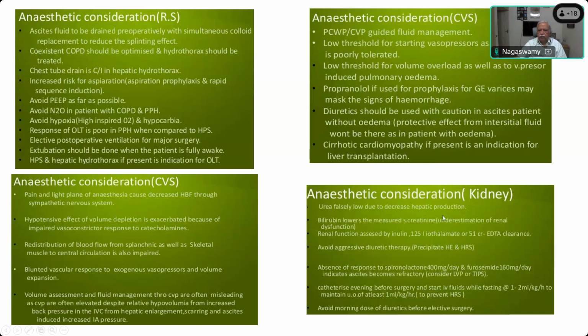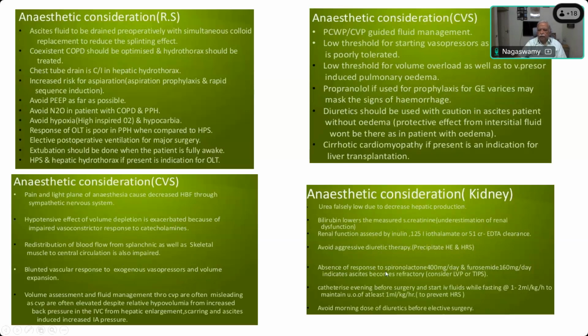And with regard to renal function, urea is falsely low due to decrease in hepatic production. So the patient may actually be having a renal impairment, but urea will not be raised like in a normal patient, because urea production takes place mainly in the liver. Bilirubin lowers the measured serum creatinine, which underestimates again, that will be a false answer. And renal function is assessed by iothalamate or EDTA clearance rather than depending upon the urea clearance. Avoid aggressive diuretic therapy, which may precipitate hepatic encephalopathy or hepatorenal syndrome.